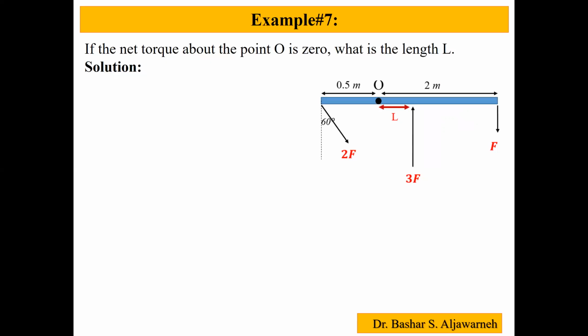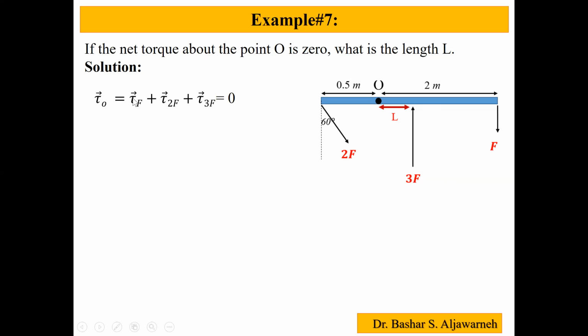Okay, let's go to the following example, another example. Now, if the net torque about point O, this is point O, is 0, what is the length L? Let us take this one step by step. First of all, determine your forces and write the net torque about this point. So I have a torque from F plus torque from 3F plus torque from 2F, as you can see here. But from the question, the net torque equals 0.